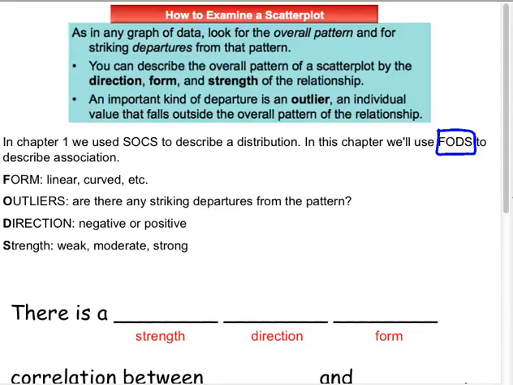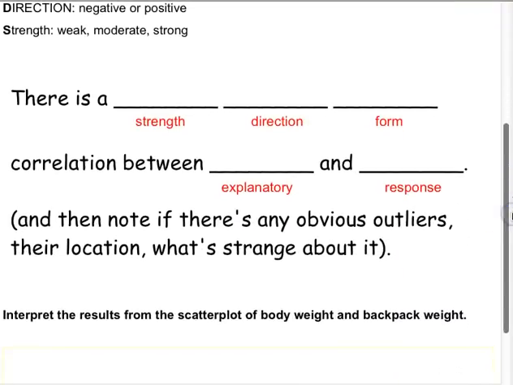Now, there is a really nice sentence structure. Our sentence structure is going to be: there is a blank, blank, blank, so strength, direction, form, correlation between the explanatory variable and response variable. And then, of course, if there are any striking features, you would note them at the end. If you can memorize this sentence structure, you're going to be really, really well off.